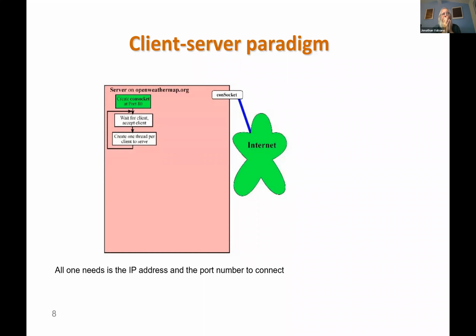Okay, so there is a connection socket on the openweathermap.org server that is internet facing. Again, a socket is a data structure through which it can communicate. And all you need to know is the IP address of the server, and that's port 80. Okay? And now it's doing nothing. It's waiting for a client to make a request through that connection socket.